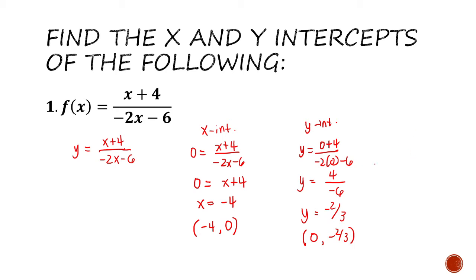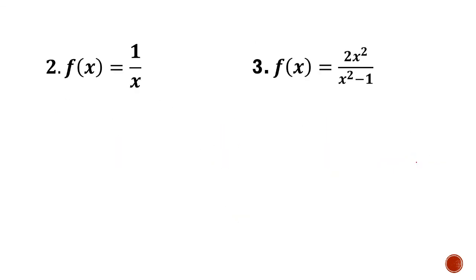The graph will pass through these points along the axis. So kung ipla-plot natin ang mga yan, so dadaan ang graph natin sa point na to, as well as in this point. Let's go to the next example.